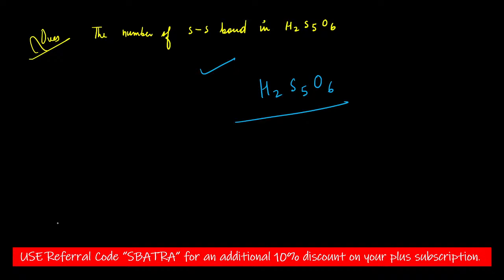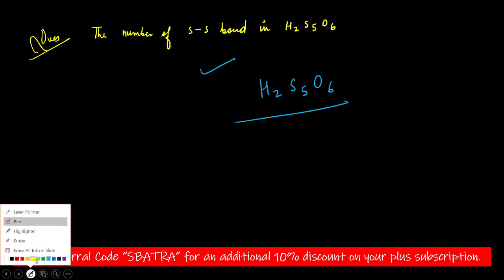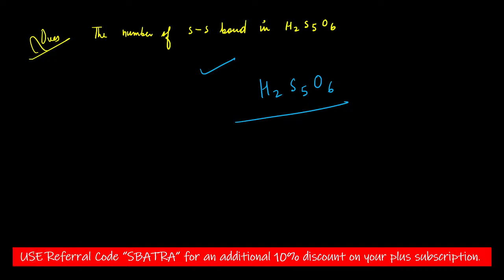Good work. Okay, so now the questions are very easy. So in the next section, I'll be taking some difficult questions, just like we discussed in our special class. So this is the question, the number of sulfur-sulfur bonds in H2S5O6.